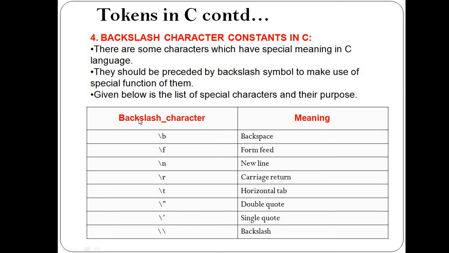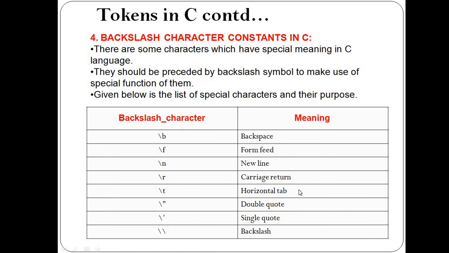Some examples of backslash character constants are: slash B, which is a backspace; slash F, a form feed; slash N, a new line; slash R, carriage return; slash T, horizontal tab; slash double quote, slash single quote, and double backslash.